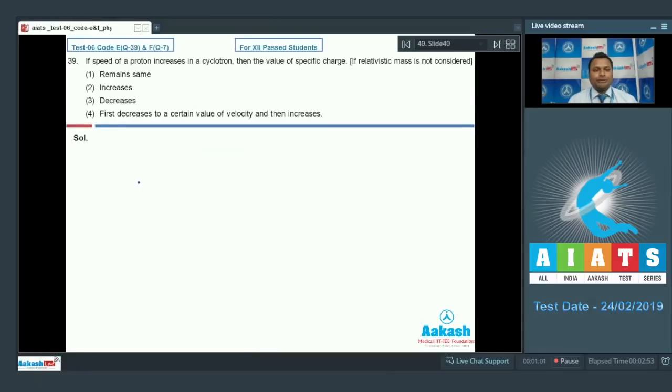So here is question number 39. The speed of proton increases in a cyclotron, then the value of specific charge will be what? Given that the case is non-relativistic, meaning relativistic mass is not considered. Now we know very well that the specific charge is nothing but charge by mass ratio for a particle.